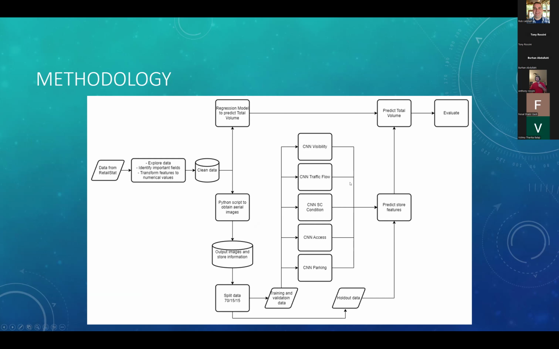Once those deep learning models have been trained and are ready for use, we use them on our holdout data to predict the store features for that holdout group. And then we're plugging those values back into our original regression model to get an output of our predicted total volume. And from there, we can evaluate how well this whole process worked.